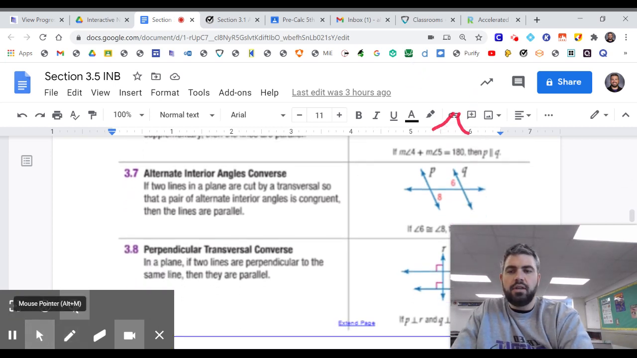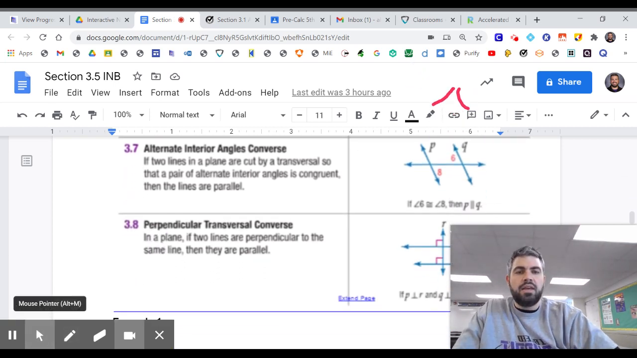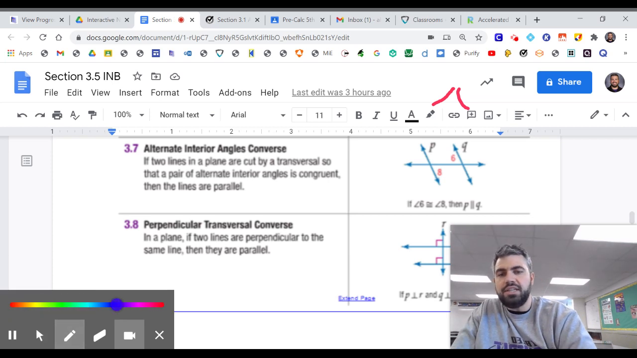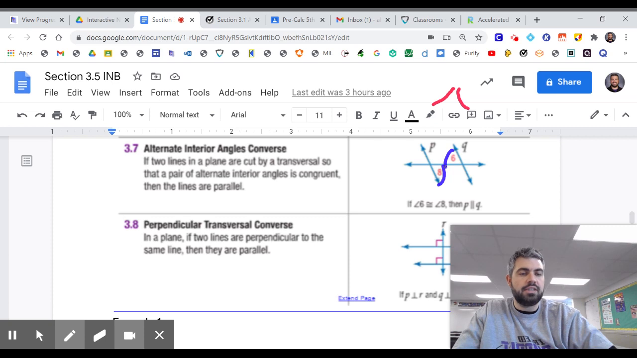Let's look at the next one. 3-7 says that if we have alternating interior angles, 8 and 6 right there, that are congruent, since we know they're congruent, it means that our lines have to be parallel. It's basically like we're working backwards every single time. So previously it used to say, if we knew that P and Q were parallel, 6 and 8 would be congruent. Now they're saying if we know 6 and 8 are congruent, P and Q are going to be parallel. We're going backwards.